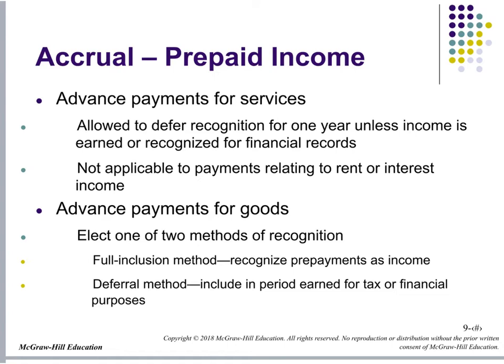Okay, you're allowed to defer recognition of income for a year unless the income is earned or recognized for financial records. All right. So, for example, say it was going to take you 3 weeks to paint someone's house, and you were starting the last week of December. So that was going to span years. Okay. You're allowed to defer the recognition of that income from one tax year to the next. All right. Unless you recognize that income for your financial records. If you recognize that on your financial records, then you have to recognize it in the current year.